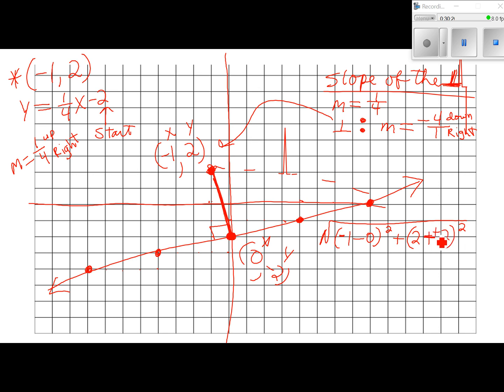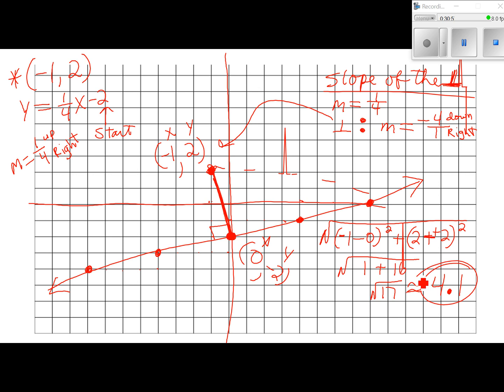That's going to change the plus there, right? What is -1 minus 0? -1. What's -1 squared? 1. What's 2 plus 2? 4. 4 squared? 16. What's 1 plus 16? 17. Somebody help me out. Square root of 17. 4.1. Yes. One second. What's the square root of 17? 4.1. Anybody agree with that? Yeah.